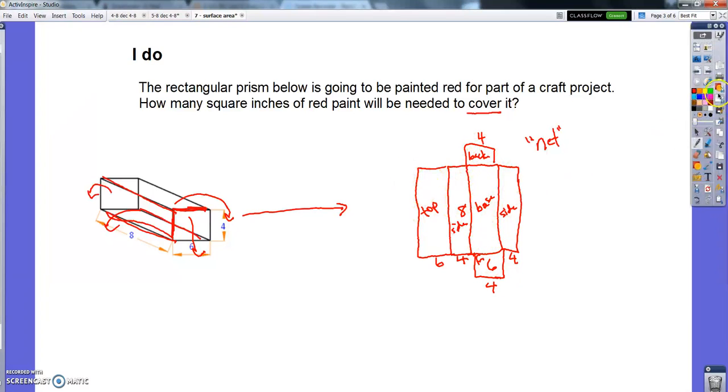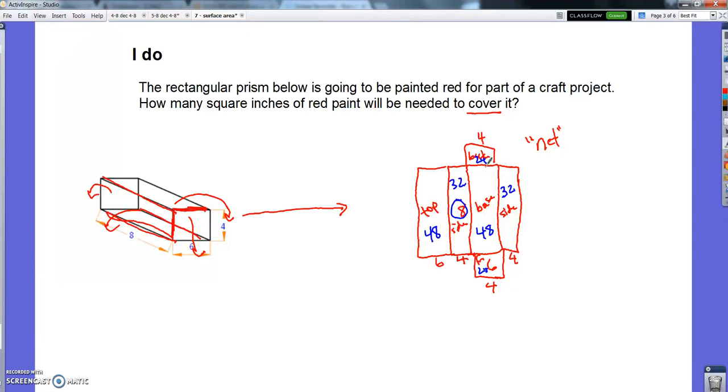Let me change colors to make it more clear. So these are all 8 up, right? That 8 along the base, all of these are 8 high. So this is a 6 by 8, it's 48. The base is also a 6 by 8, is 48. The side is a 4 by 8, is 32. 4 by 8 is 32. And then the front and the back are a 6 by 4, so they're a 24.